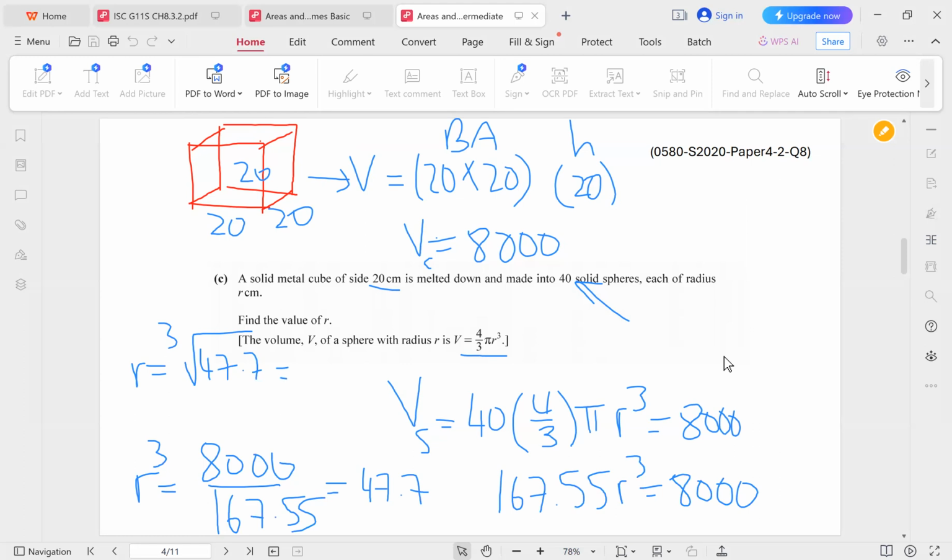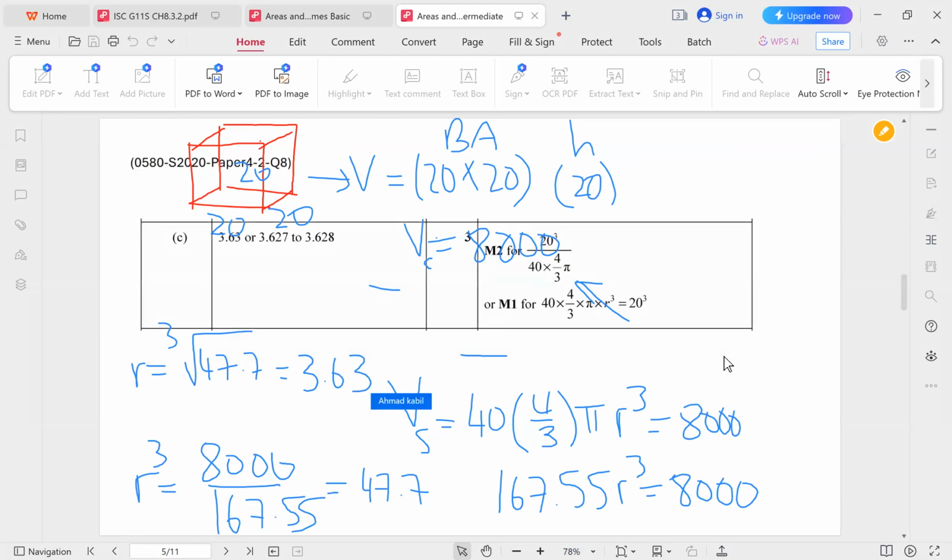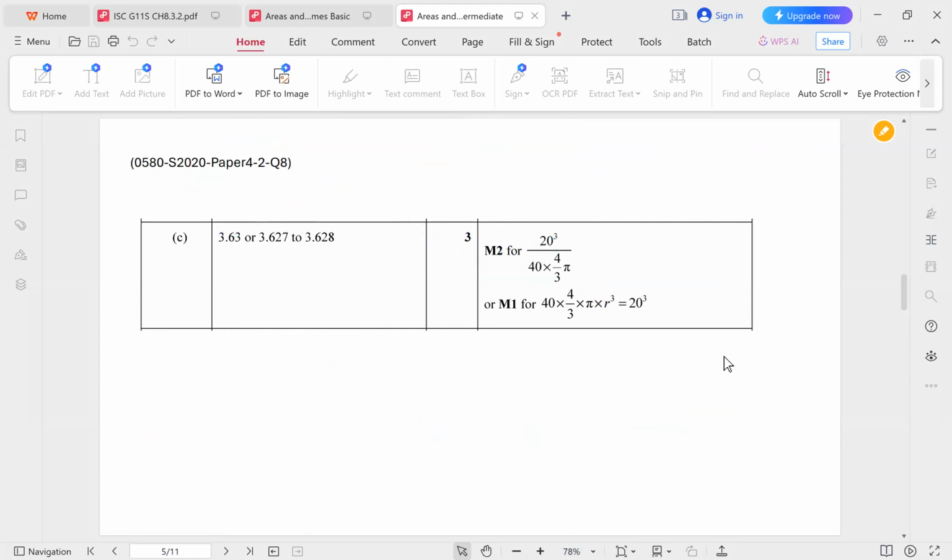And that would be 3.63. So the value of r would be 3.63. And this is the correct answer as per the marking scheme.